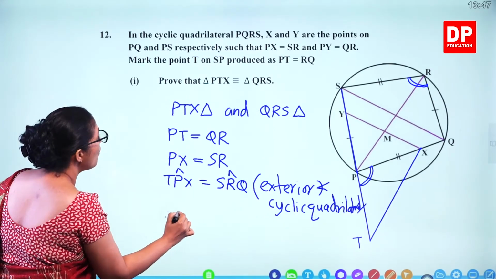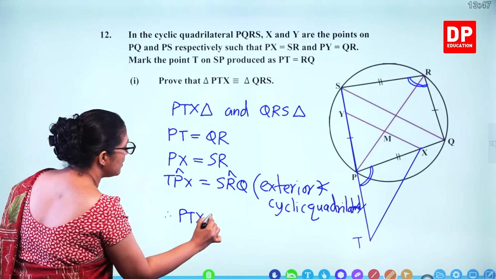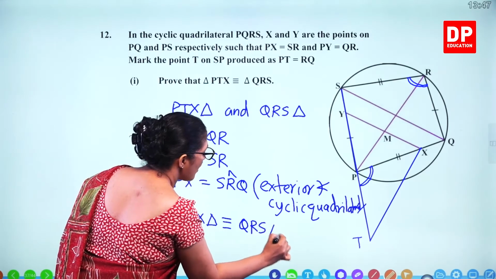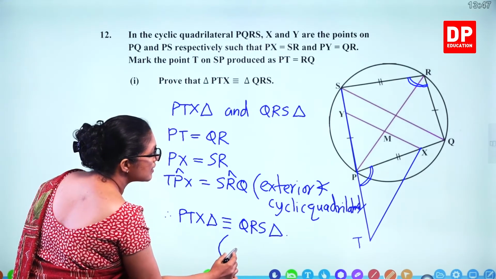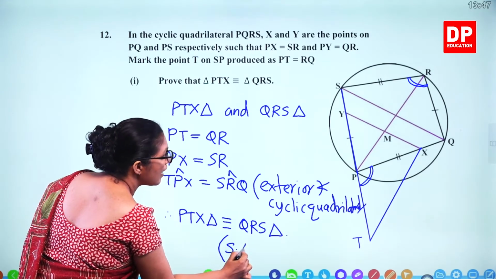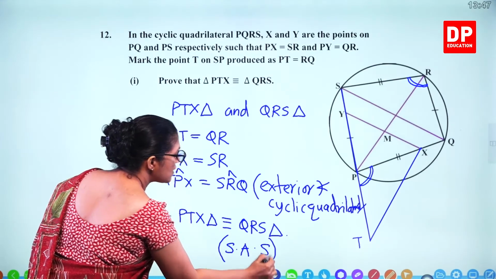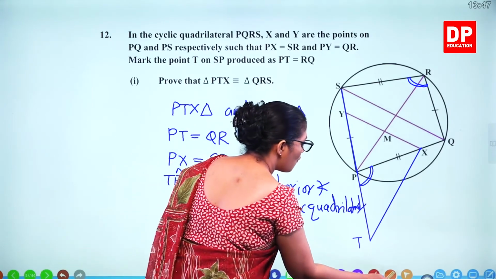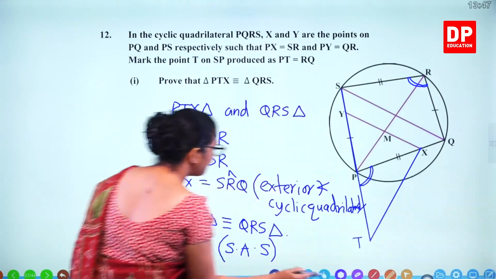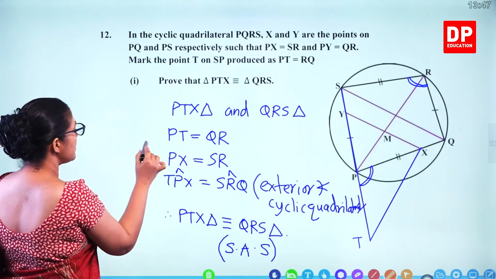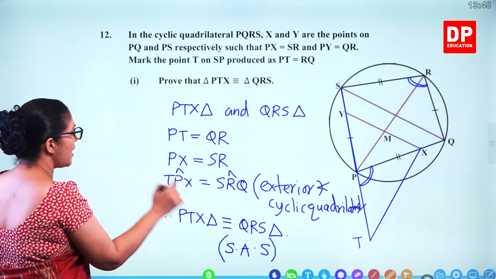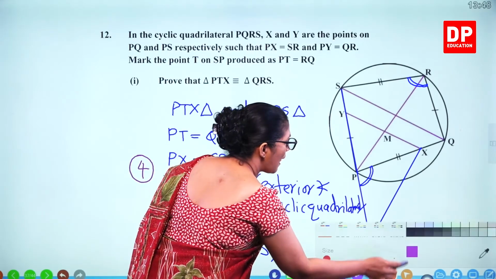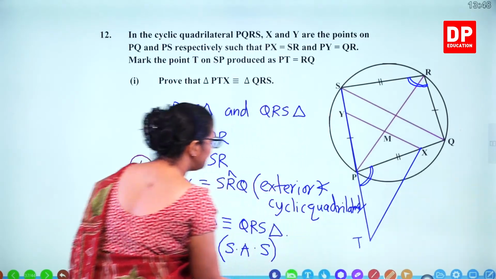So therefore, PTX triangle is congruent to QRS triangle. What's the case? Side angle side, 2 sides and included angle. So we'll give 4 marks for that. 3 marks for writing this down, and the case altogether 4 marks for this question. Let's take the next one.